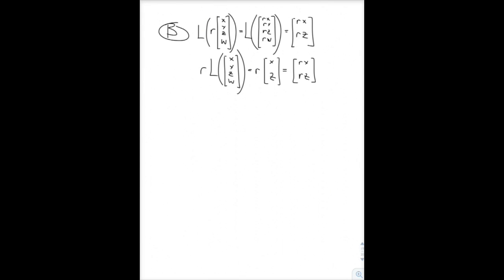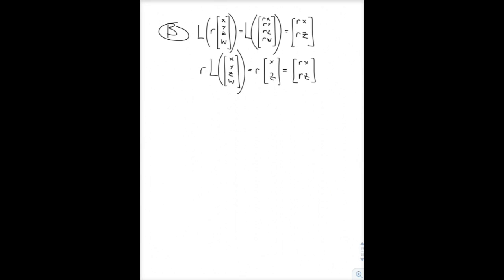Let's see if property B of a linear transformation is satisfied. This is the property that L must preserve scalar multiples. So again, a similar pattern. We want to verify that if we do these operations in 2 different orders, we get the same thing.